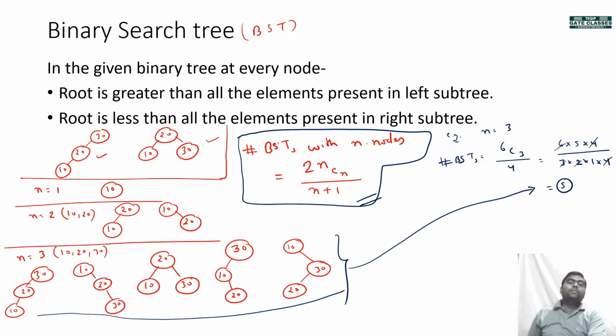So number of BSTs possible with n nodes are 2n Cn, just a combination, 2n Cn divided by n plus 1. I think you know this: nCr equals n factorial divided by r factorial into n minus r factorial. Okay, so this is the case over here.